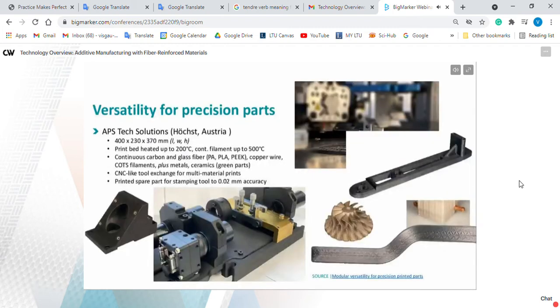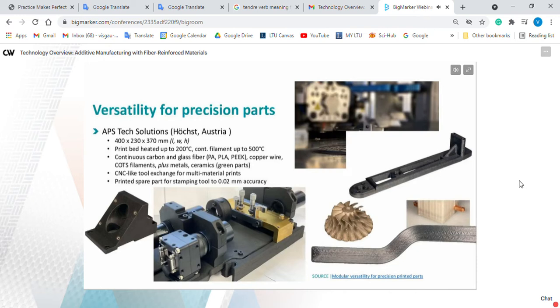The next article was written with APS Tech Solutions. They are a manufacturer of parts for water jet cutters in Austria. They were looking for a 3D printer to help them put 3D printed parts in their systems they're delivering to customers, their modules. And they just couldn't find what they wanted. So they developed their own.